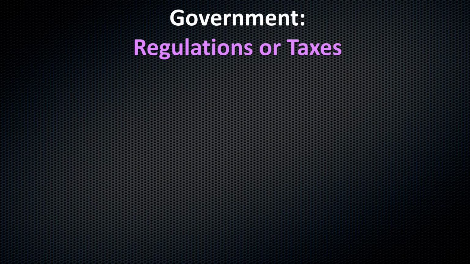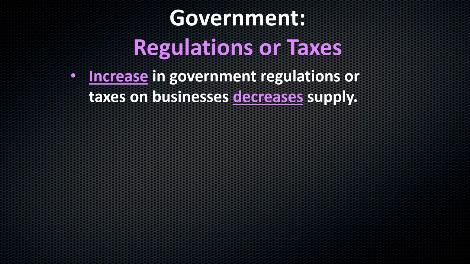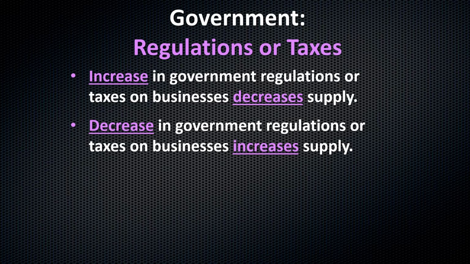Government. How is government involved? Through regulations or taxes. An increase in government regulations, meaning rules from the government, or taxes on businesses decreases supply. The more money or the more difficult the government makes it for a business to do its job, that will decrease supply. A decrease in government regulations or taxes on businesses will increase supply. They get to keep more of their money, or there are fewer rules revolving around their industry.